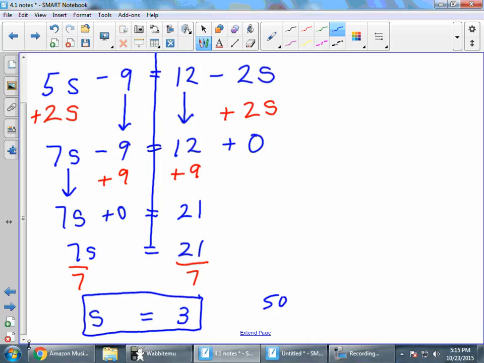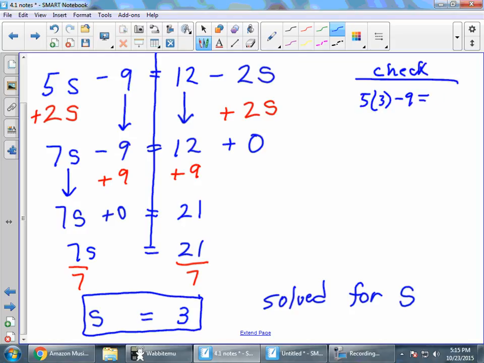I have solved for s. We know that s equals 3. And if you really want to, you can check that. I can say check it. 5 times 3 minus 9 equals 12 minus 2 times 3. Is that true? Well, 5 times 3 is 15 minus 9 equals 12 minus 6.